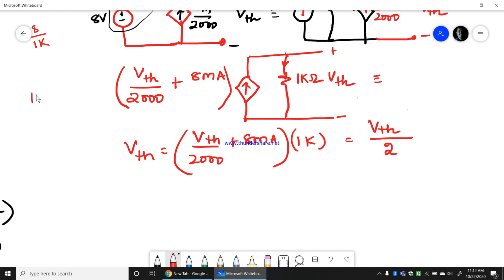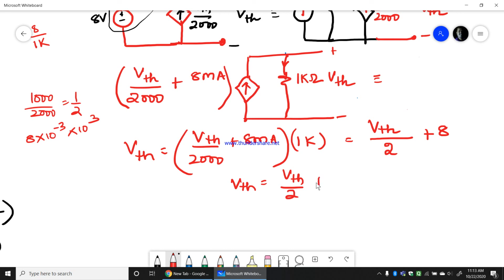1000 by 2000 is nothing but 1 over 2. Okay, VTH by 2 plus 8 milli into 1 kilo, which is nothing but just 8, right? 8 into 10 power minus 3 into 10 power plus 3, so it is just 8. So therefore VTH equals VTH by 2 plus 8.